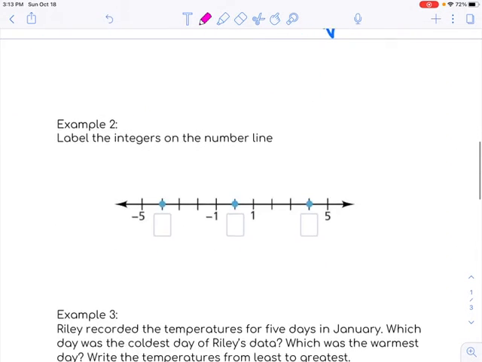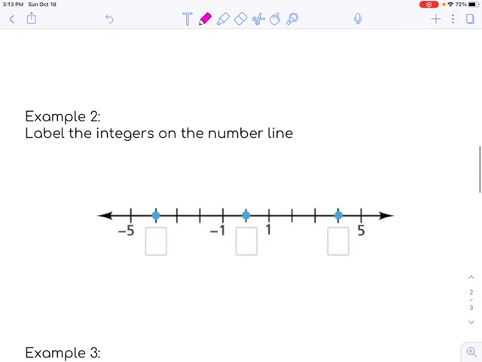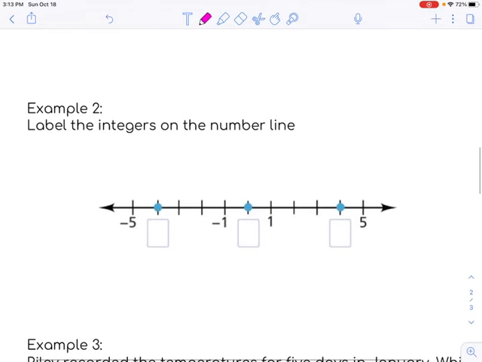Let's go into an example. We want to label the integers on the number line. So we want to figure out what is missing. So first off, what is missing? What integer could we put in between -1 and 1? Well, we can put 0.